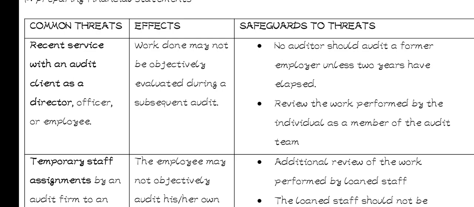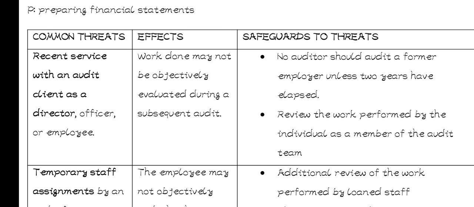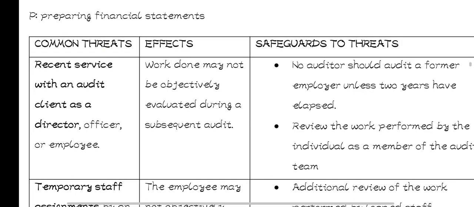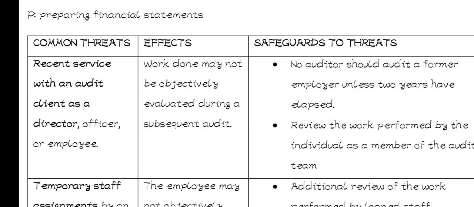Things like that. You might even find that you did some of the work that you're going to evaluate. So you may not be able to evaluate your own work that you did. I hope you get that. So the threat is recent service with an audit client as a director, officer, or an employee. So the effect is work done may not be objectively evaluated during a subsequent audit. Subsequent is like the following audit, during the following audit.